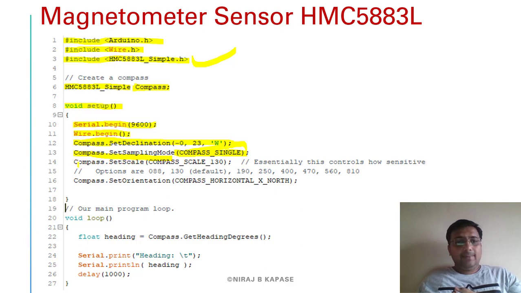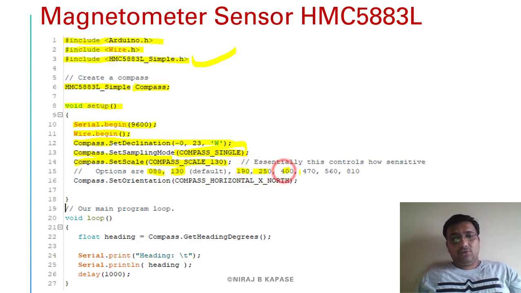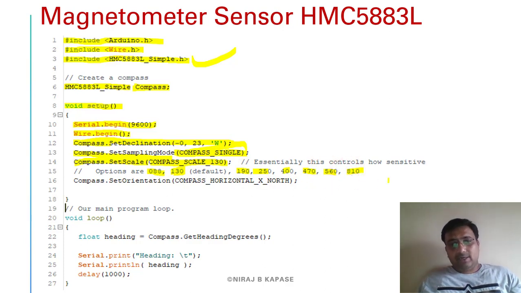Also we can set the compass scaling. So compass.setScale as COMPASS_SCALE_130. 130 is the default scale, so we can change the scaling. Scaling is essential to control the sensitivity of the magnetometer. There are different parameters available for scaling: 088, 130, which is the default one, and also we can write 190, 250, 400, 470, 560 and 810. So there are different parameters available, and you can change the sensitivity of the magnetometer.